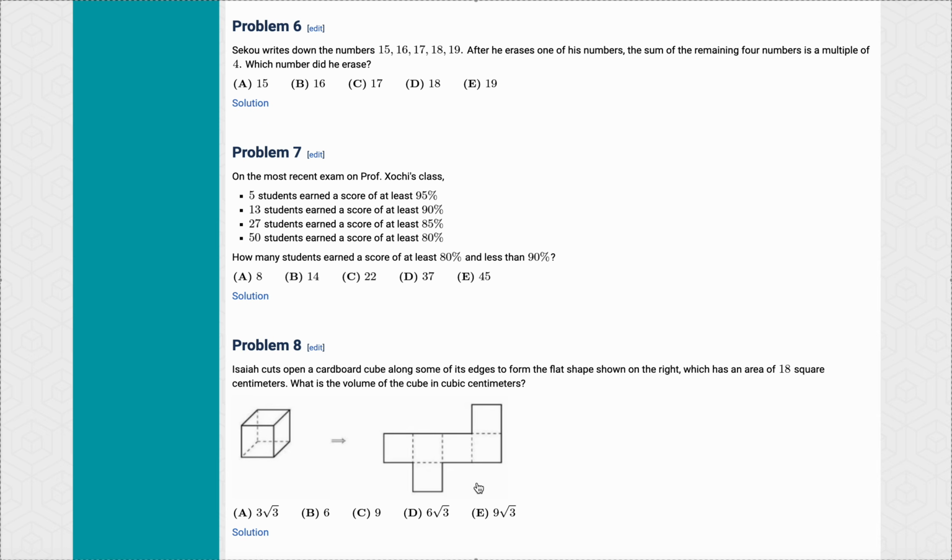Okay, let's do problems 6 through 10 on the 2025 AMC 8. So, Siko writes down the numbers 15, 16, 17, 18, 19. He erases one number and the sum of the remaining numbers is a multiple of 4.